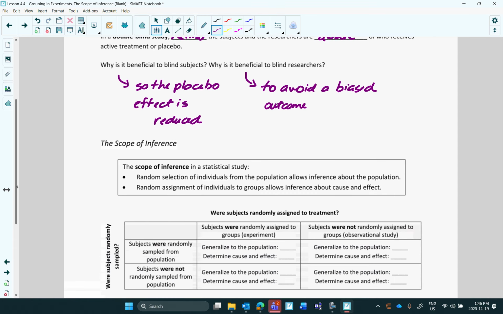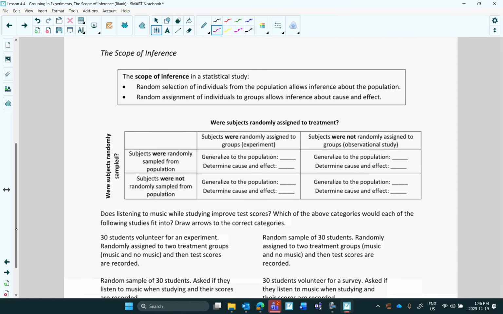And I talked about this before. When can we say something causes something else? We can only say that something causes something else if we randomly assign subjects to groups. If they were randomly assigned, we could make a conclusion about cause and effect.